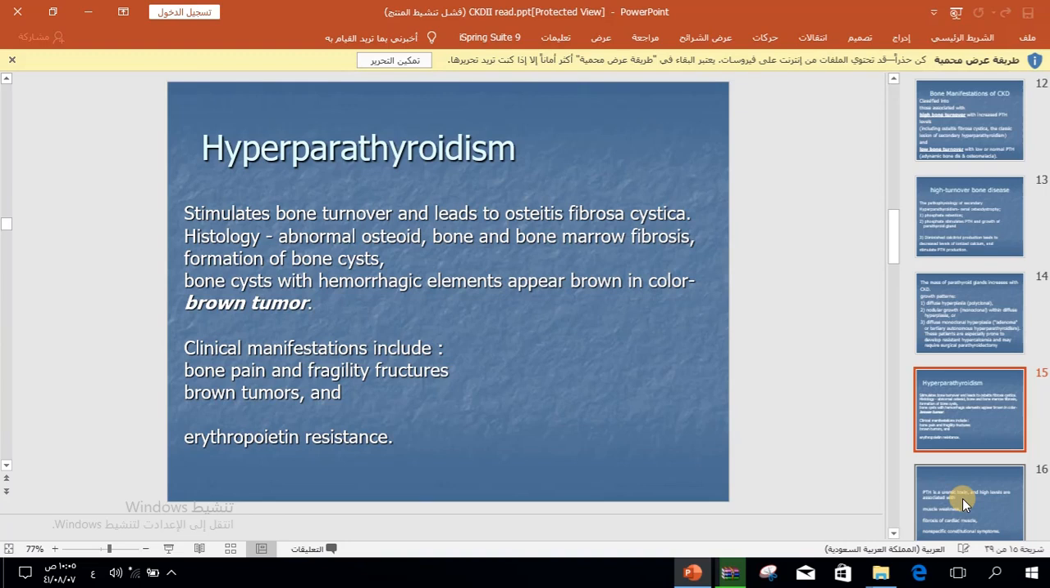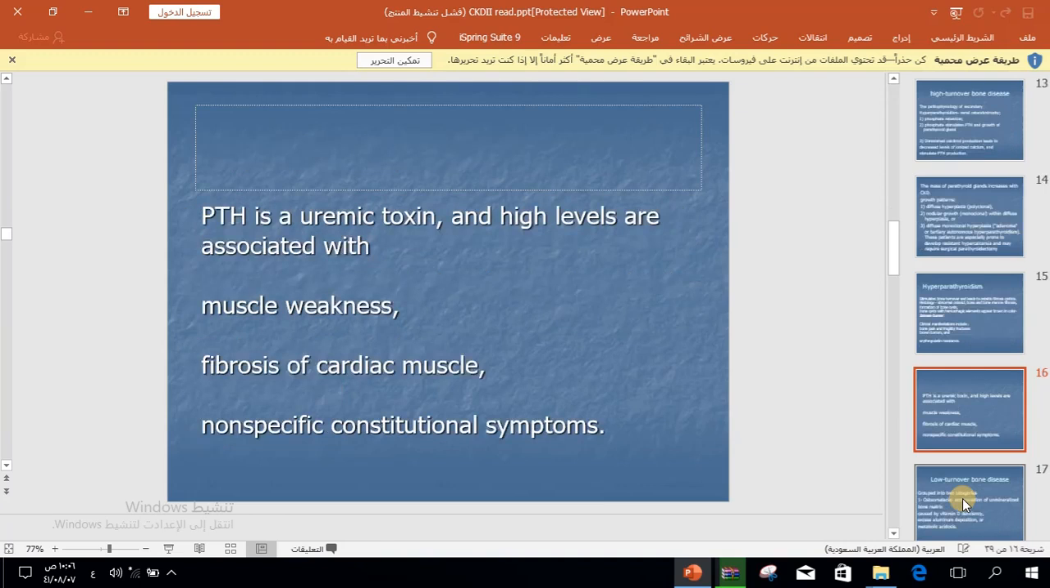And these bone cysts can have different sizes, and when they are large, the vessels in these cysts are fragile and can lead to bleeding. Once we have bleeding in those cysts, we call this a brown tumor. The clinical manifestations of hyperparathyroidism or renal osteodystrophy include bone pain, fragility fractures, brown tumors, and erythropoietin resistance.